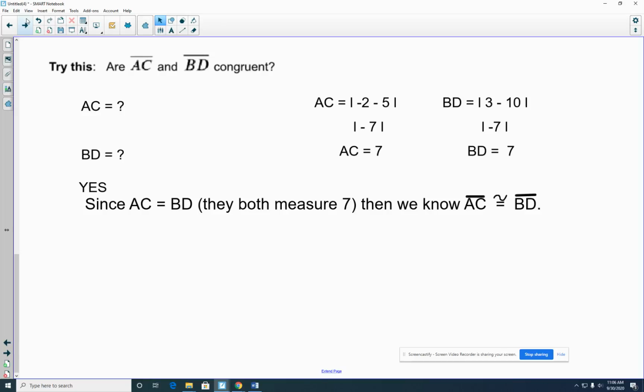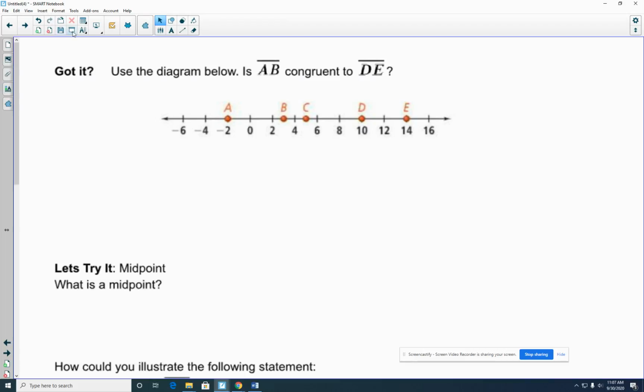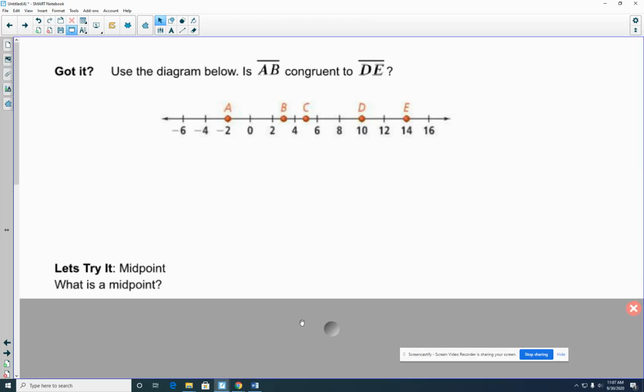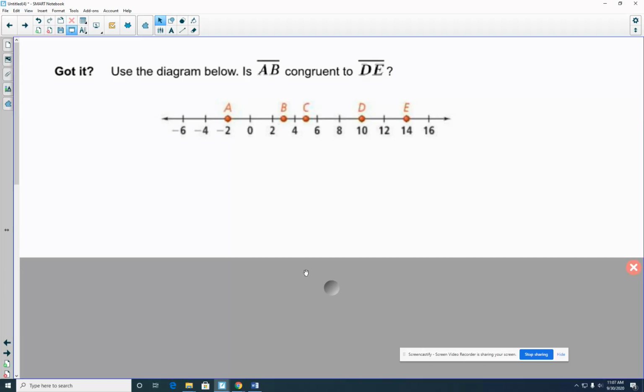Why don't you try this one by yourself? It says, use the diagram below. Is AB congruent to DE? Find the length of AB, the length of DE, and then compare. If they're equal in length, then they are congruent. While you do that, you can pause this. I'm going to do this right now.